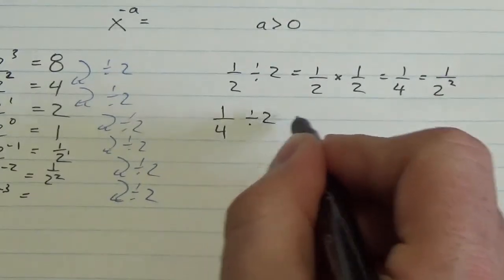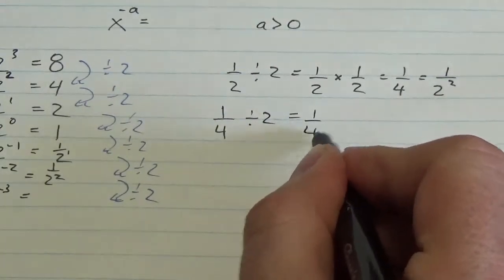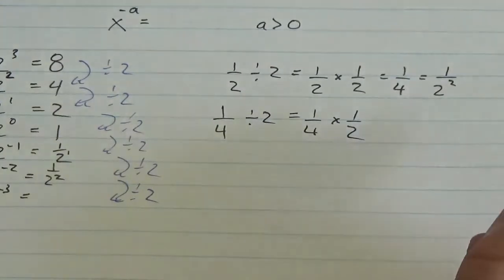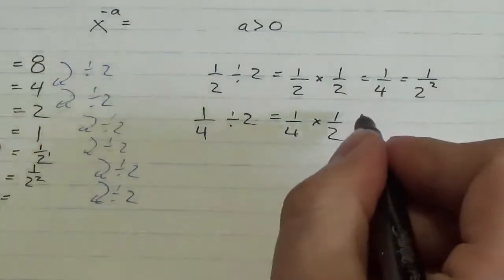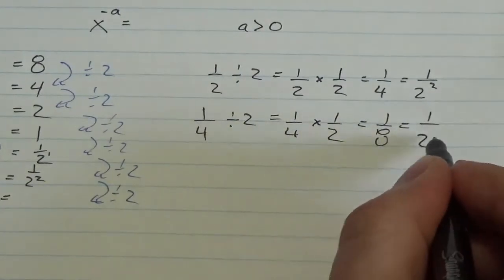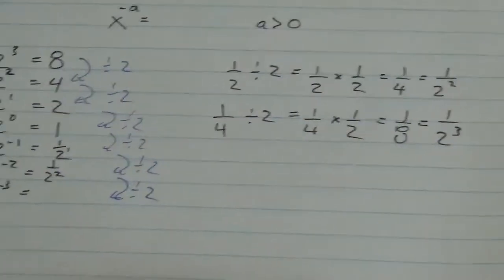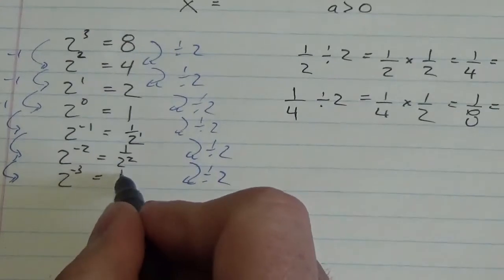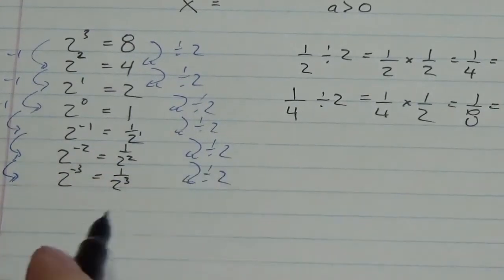And I'm going to divide this by 2, meaning I'm going to take 1/4 and multiply by 1 over 2. Okay, multiply by the reciprocal. This is going to give me 1 over 8. And I know that 8 is the same as 2 cubed. And so this becomes 1 over 2 cubed.